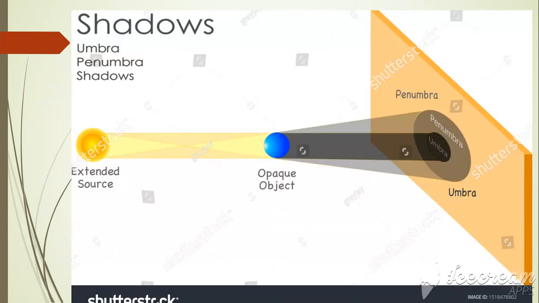As we said, the shadow is formed when an object is located in front of the source of light. But we should know that there are types of shadow. The darkest area is called the umbra shadow, and the faint area is called the penumbra shadow. There is one more type, we will talk about it later.